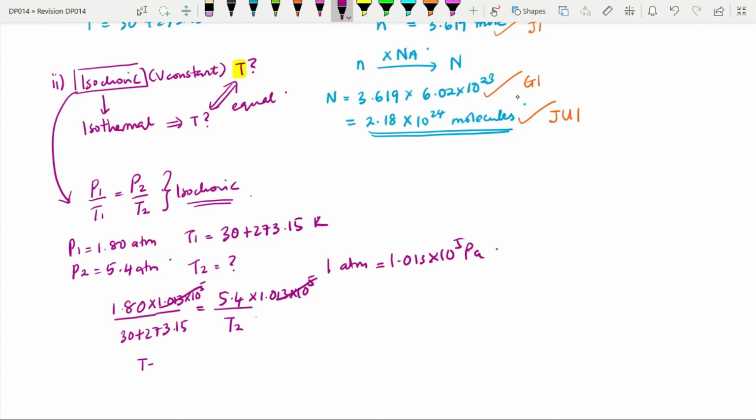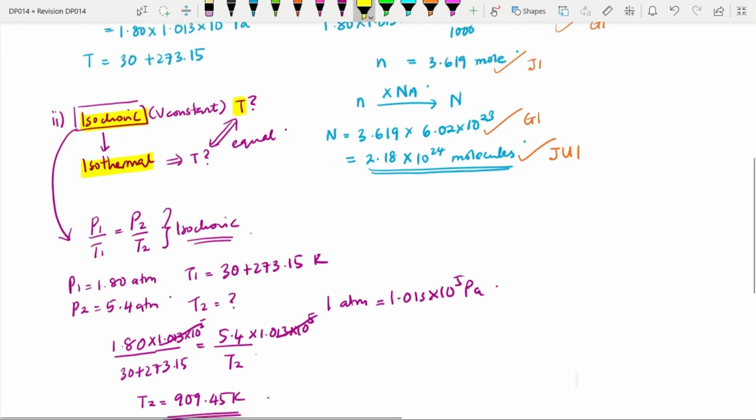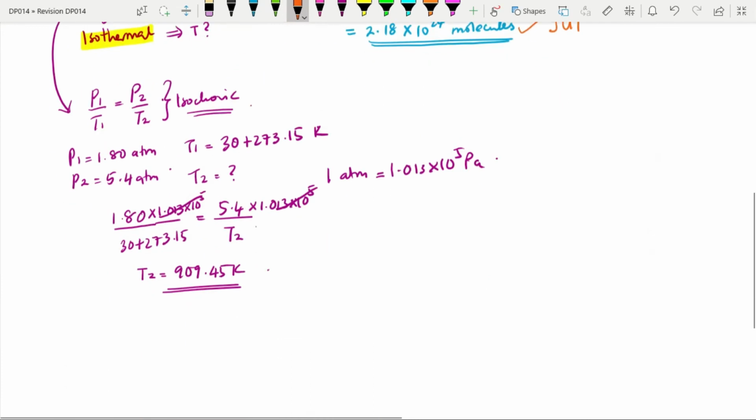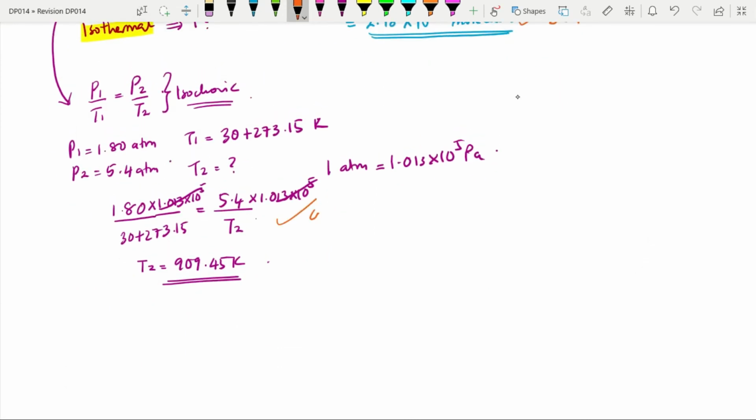So tak ada masalah kalau saya tak convert pun. Saya akan straight away dapat T2 dekat sini, 909.45 Kelvin. So itu adalah temperature at the end of the isochoric dan juga isothermal, sebab lepas isochoric, isothermal temperature constant, that's why temperature dia sama. Tak silap saya ni pun 4 markah juga. So this is 4 marks, this is 4 marks and this is 2 marks. 2 markah untuk gantian, dan jawapan berserta dengan unit 1 markah.